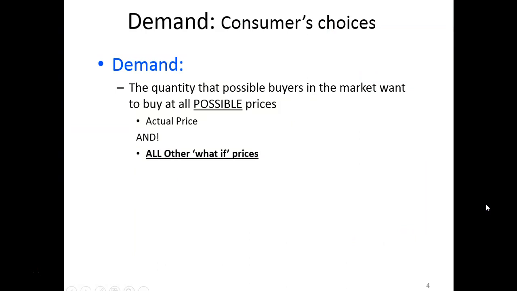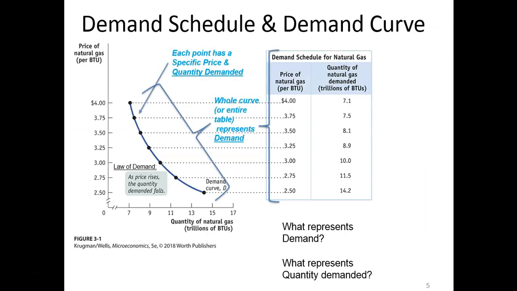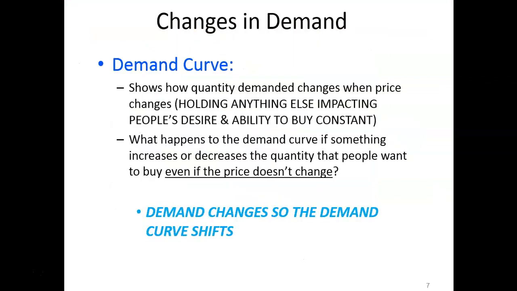People's desire to buy something, and ability to buy something, changes for things other than just the price of the ticket. Because price is the only variable that consumers care about that's shown on the graph, by definition, everything else the consumer cares about is held constant as we adjust price to create that demand schedule, to create that demand curve.